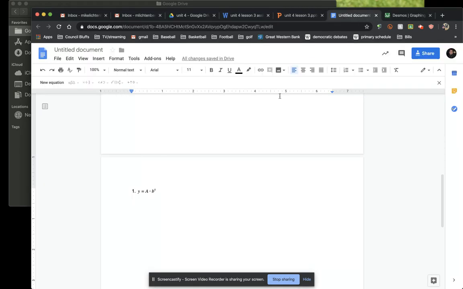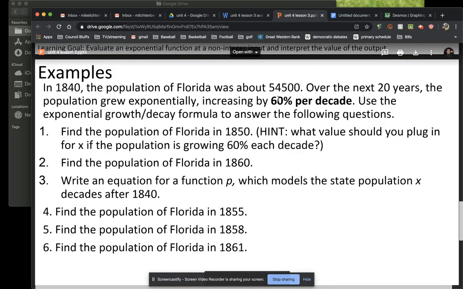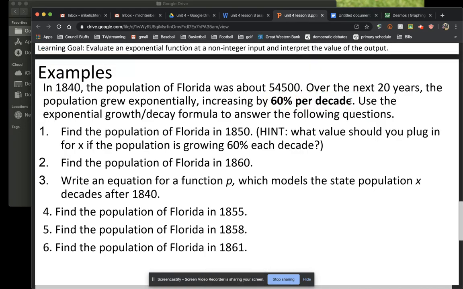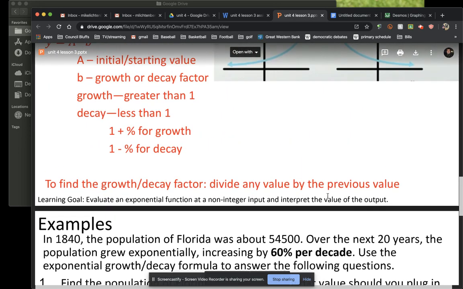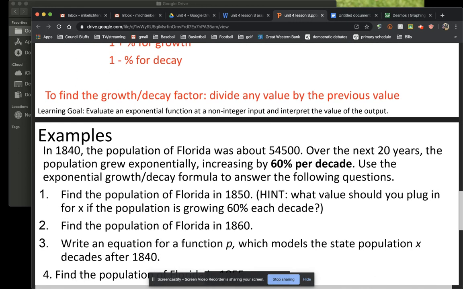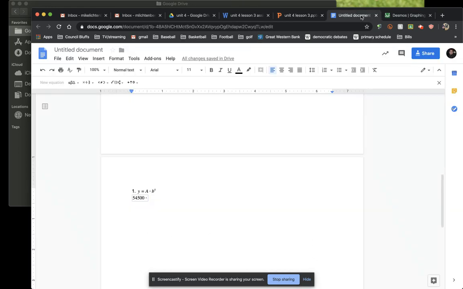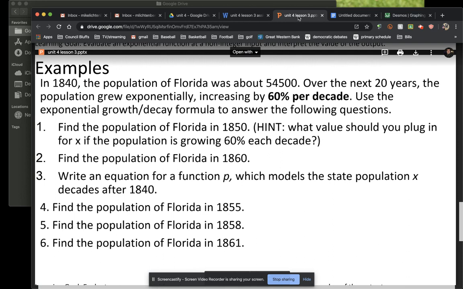So when we plug in, our initial value is going to be 54,500 times. Our growth rate is 60% per decade. So our growth factor is going to be 1 plus 60%. So my growth factor is going to be 1.6. And then what number am I going to plug in for X if the population is growing 60% each decade?